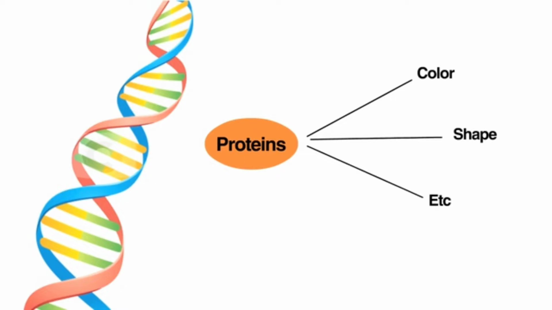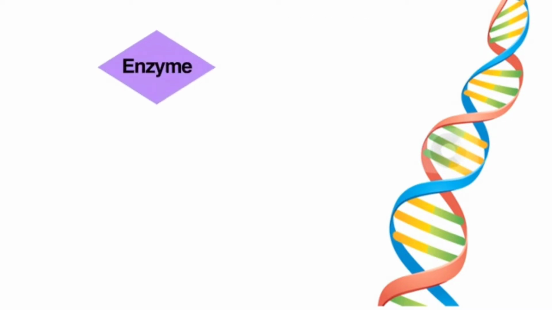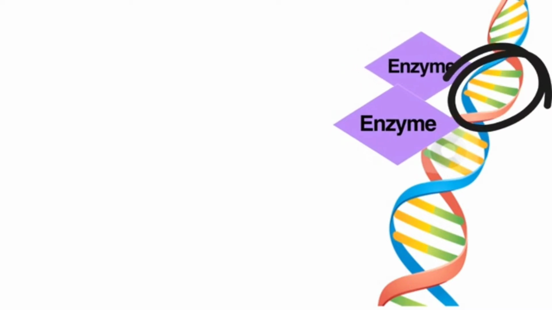The modification of traits may involve: number 1, introduction of new traits into an organism. Number 2, enhancement of a present trait by increasing the expression of the desired gene. Or number 3, enhancement of a present trait by disrupting the inhibition of the desired gene's expression.